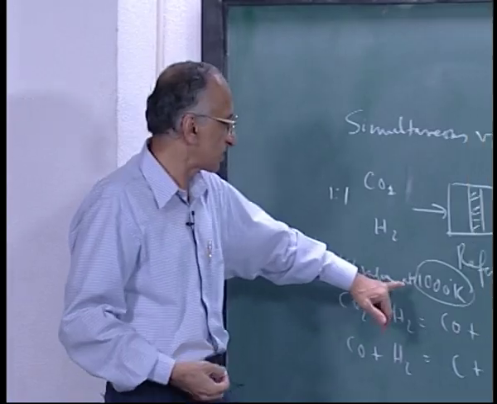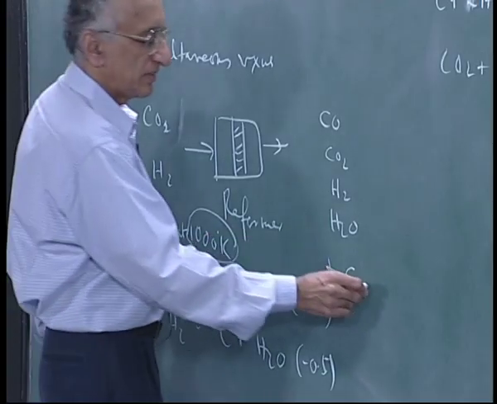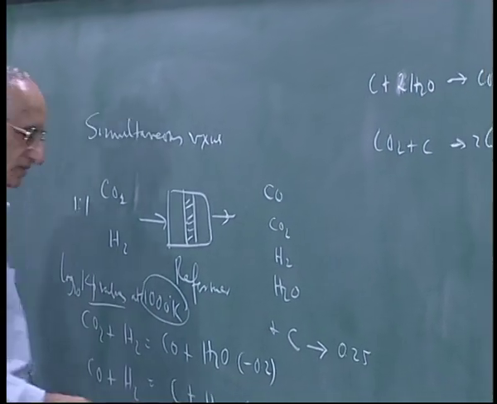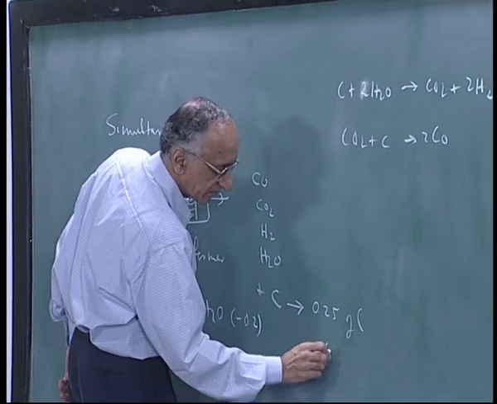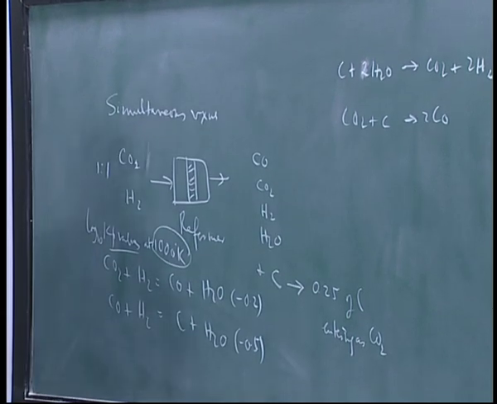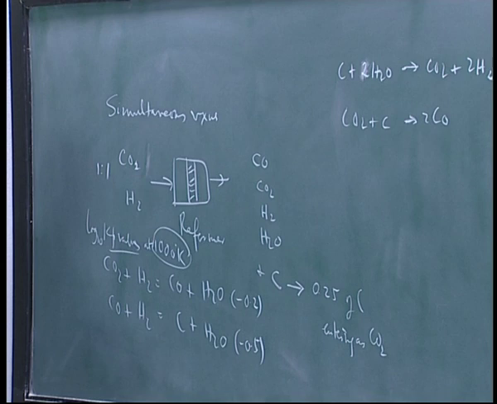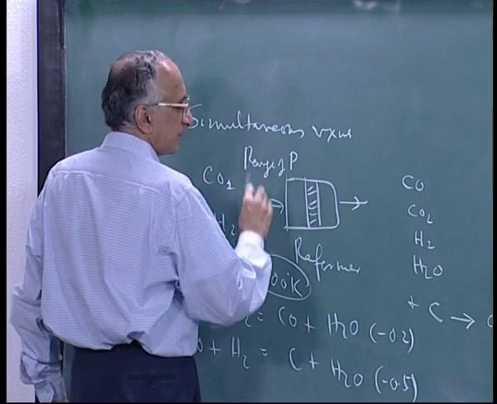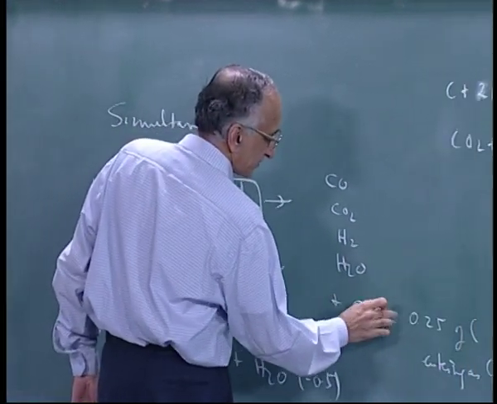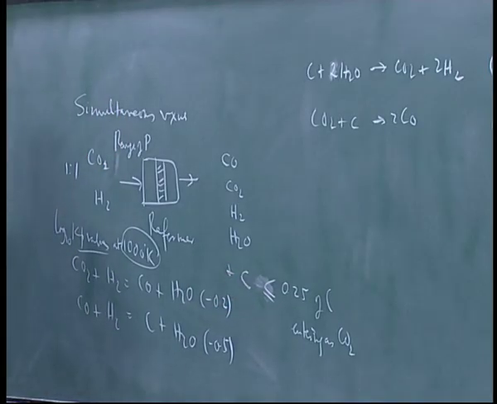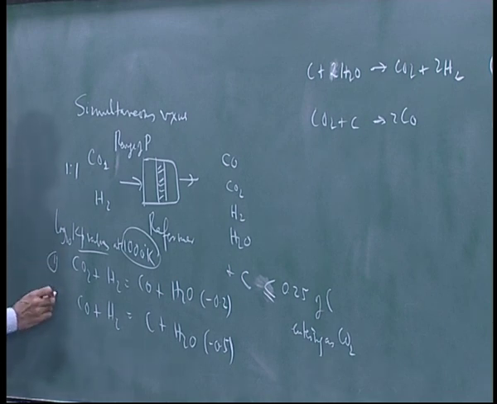So they operate at 1000 degrees, but they want to know essentially if this should be 0.25, that is 25% of carbon entering as CO2, that is specified. The question is, what is the range of pressures? It says actually it should be less than something. So four possible reactions are given.